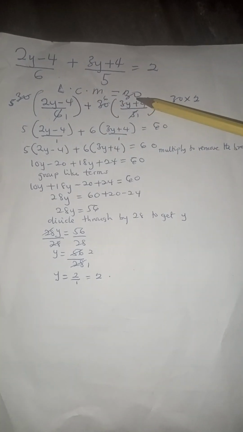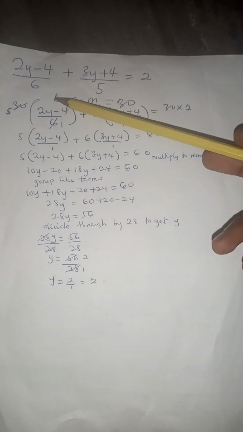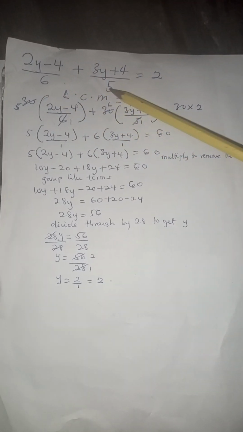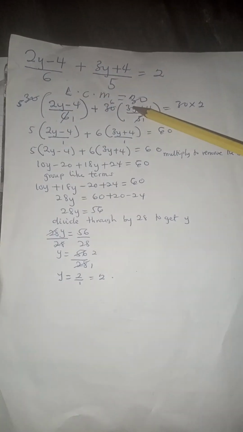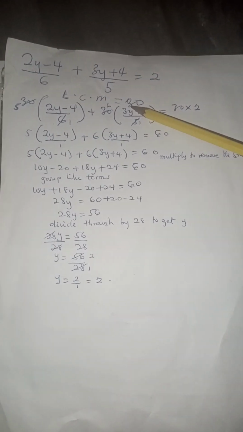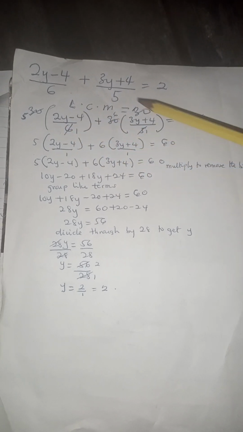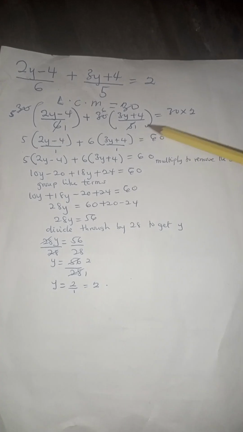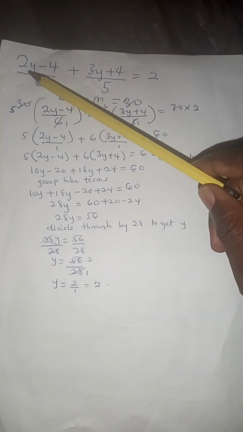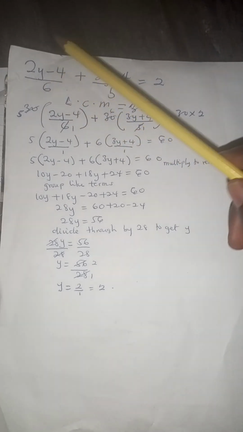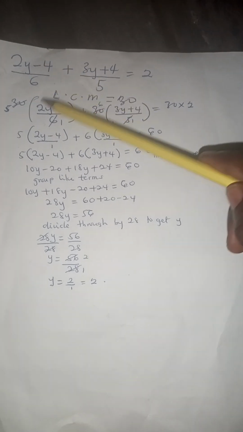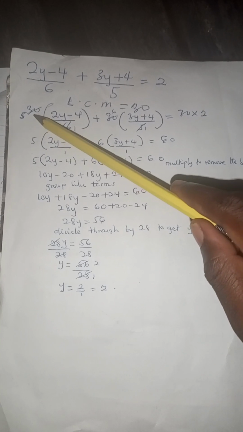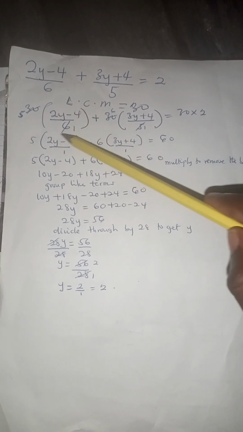I've written there. So LCM is 30 because our denominators are not like. Once you have unlike denominators, you have to multiply to get your LCM. So you're having 30 here. Now, once you get your LCM, the next step in solving the equation is to multiply each term by the LCM that you've gotten. So I multiplied 30 by all the terms here.